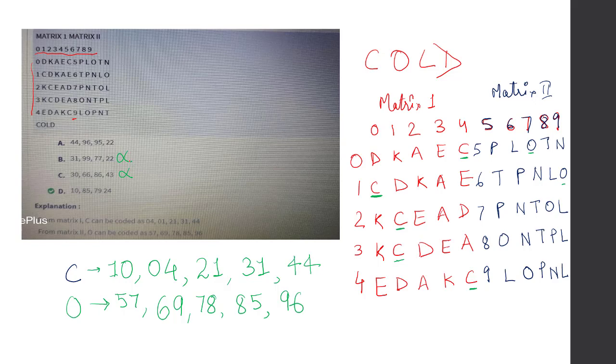Options A and D can both be considered, because I have 10 and 85. 10 is the code for C, 85 is the code for O, and in option A, 44 for C and 96 for O, so both will still remain in contention. We look at the third alphabet, which is L.